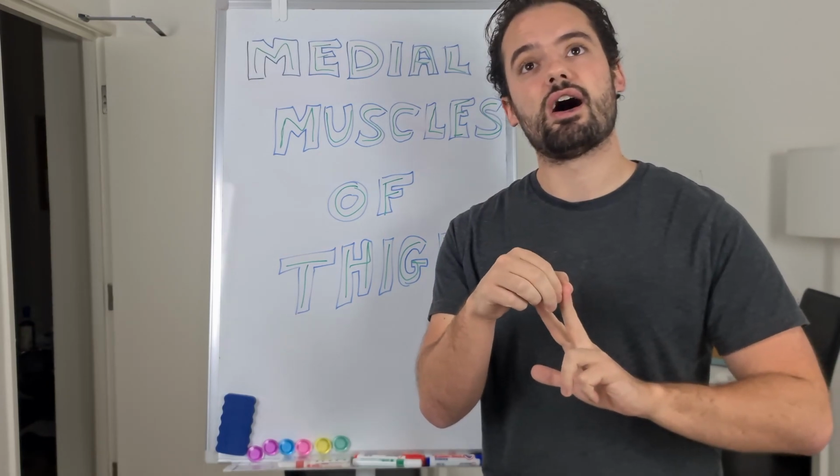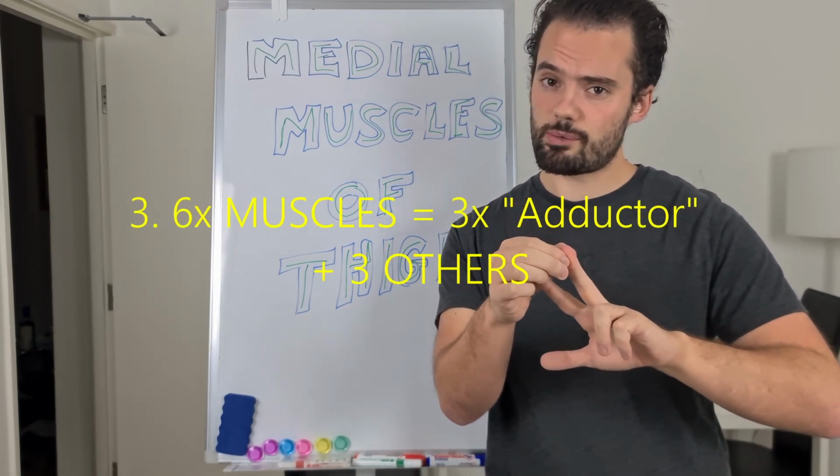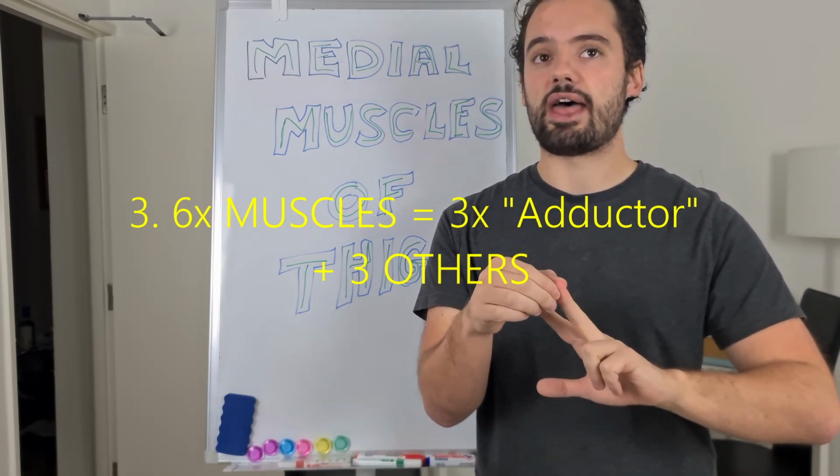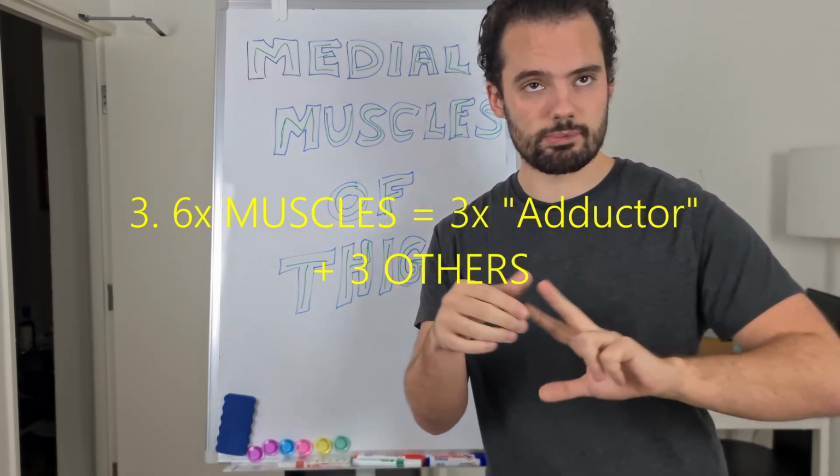Number 3, there are 6 muscles in this group to know about. 3 of them are literally called adductor, and then there are 3 others. So that's a nice way to sort of divide them up.